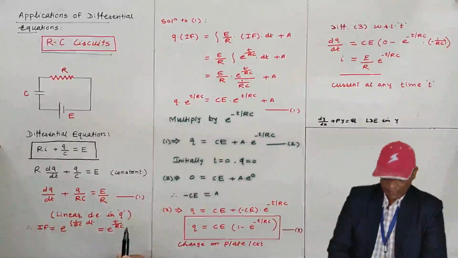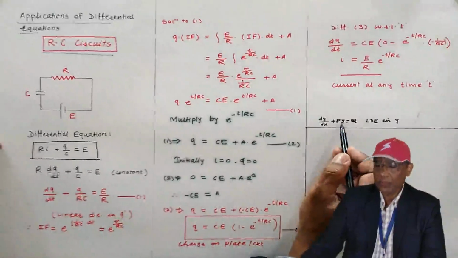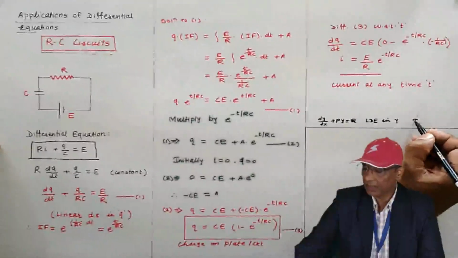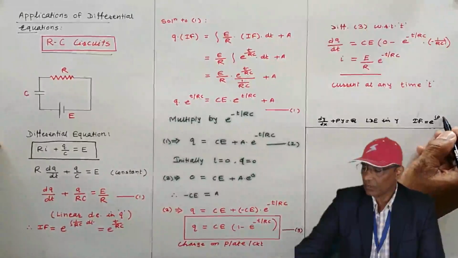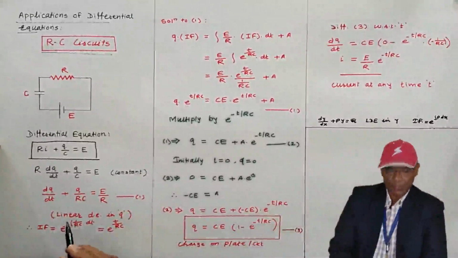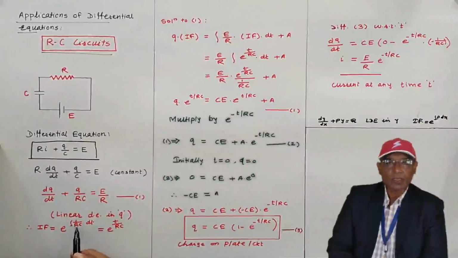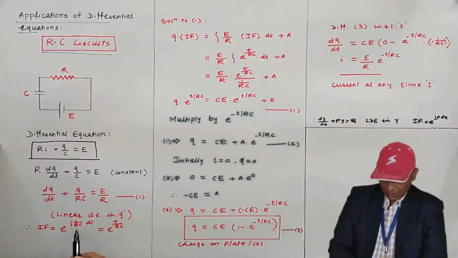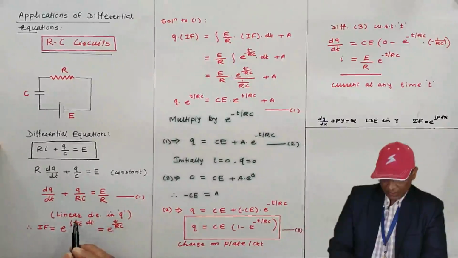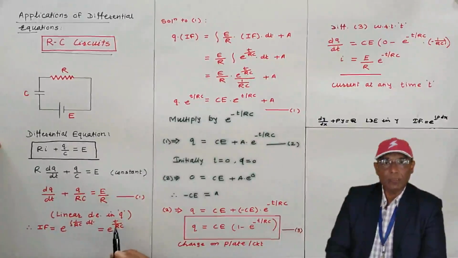Now we are going to find the integrating factor. The integrating factor is e to the power integration of the coefficient of Q, just as we take the coefficient of y, e to the power integration of p with respect to x. Here it is the same: e to the power integration of 1 by RC with respect to t. Since R and C are constant, 1 by RC is outside, and the integral of 1 with respect to t is t. The integrating factor is e to the power t by RC.